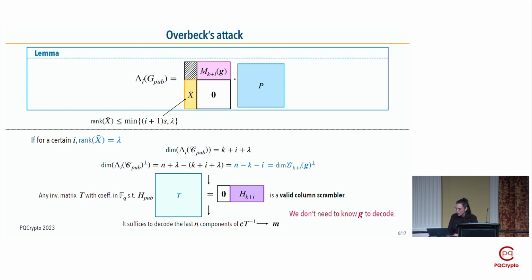plaintext. And it's here that the remark that we made in the beginning is useful, because before, we needed the evaluation sequence to decode, so between the last two steps we needed to recover G to decode. But since we don't need to recover G to decode, we just need a generator matrix of our code, we can make the attack easier. So we can skip this step, and we can just decode the last n components of CT minus 1 to get the plaintext.